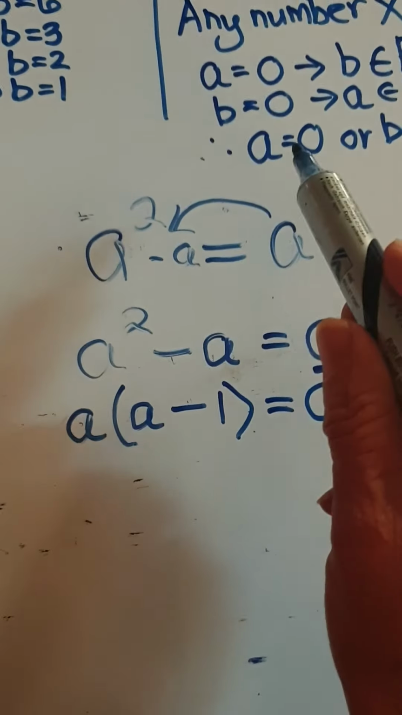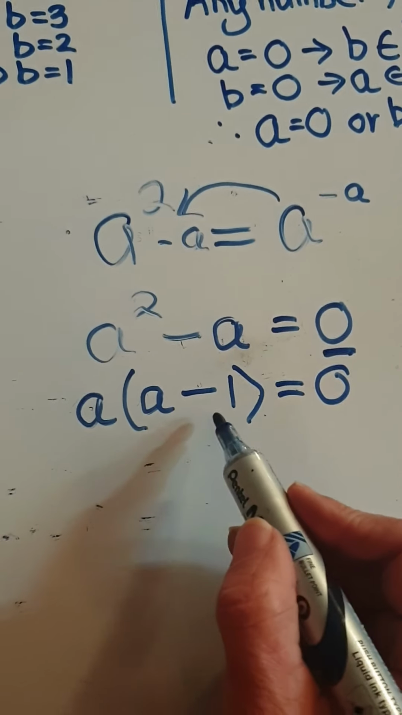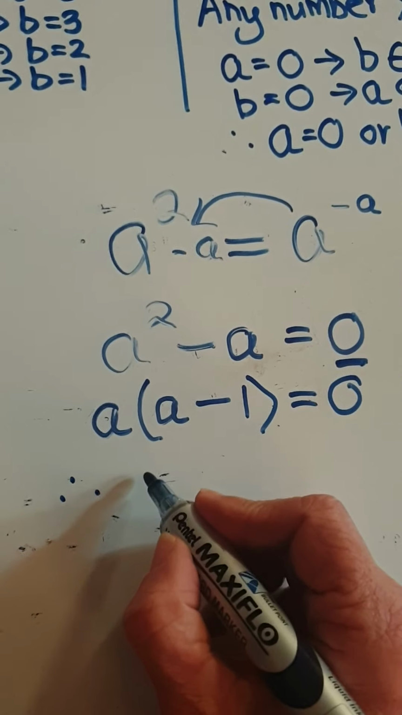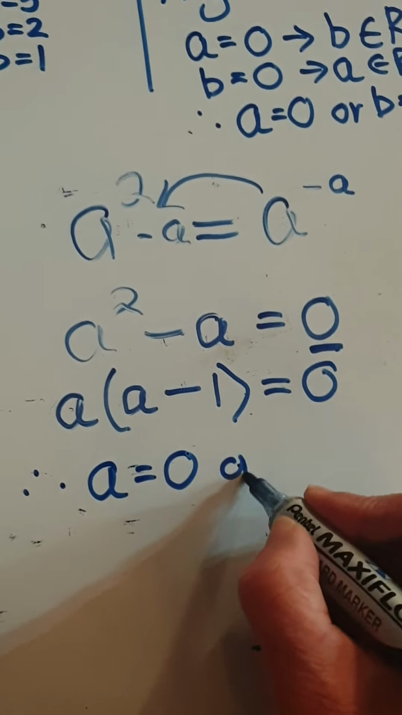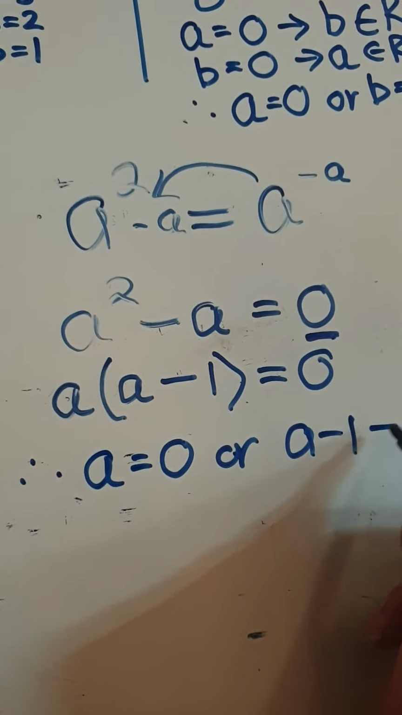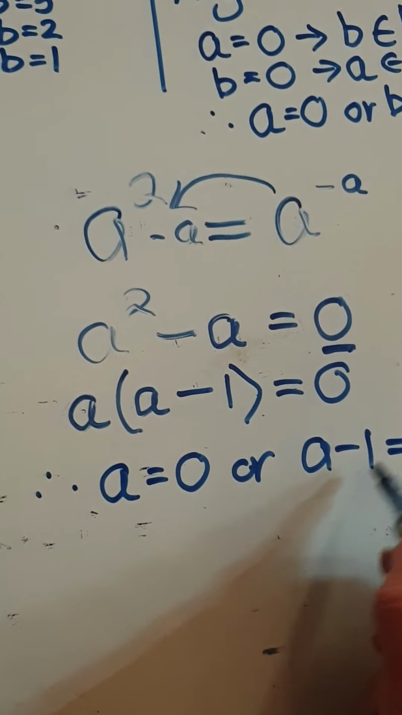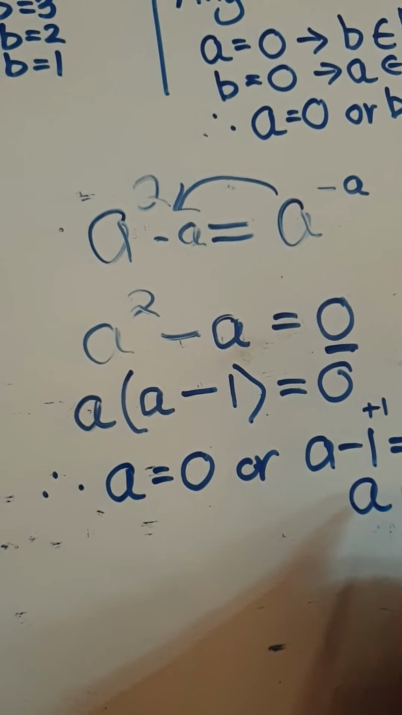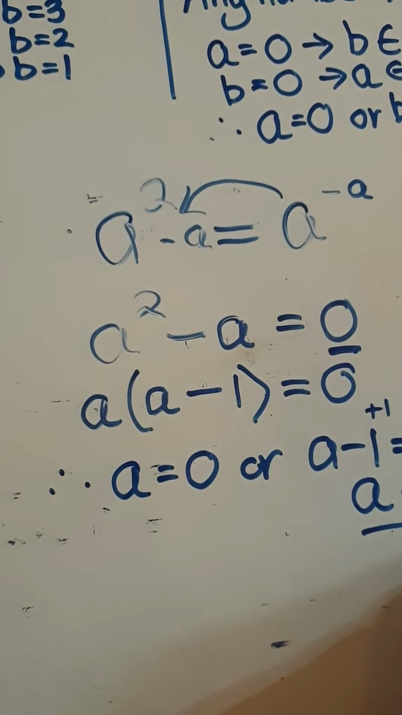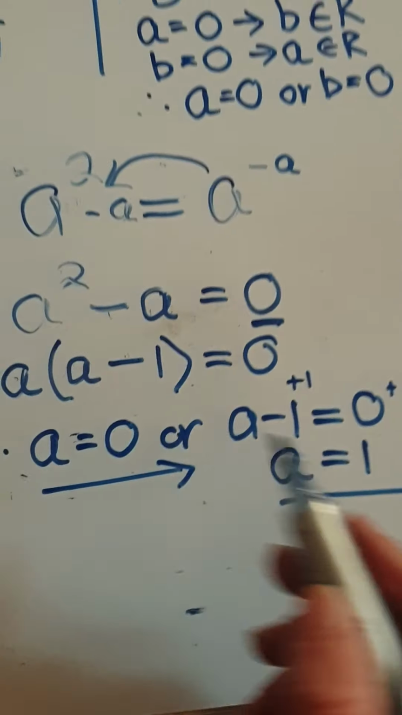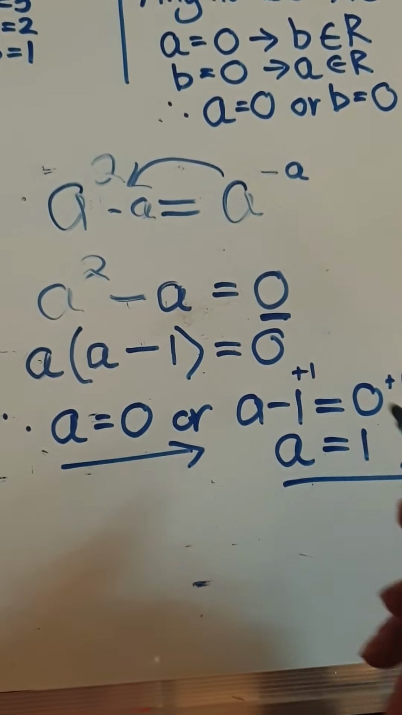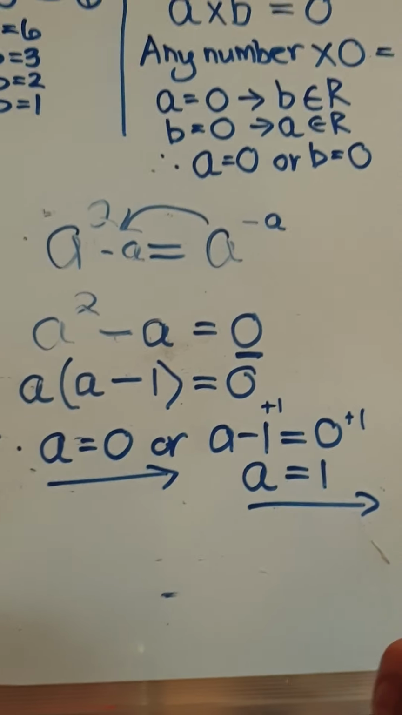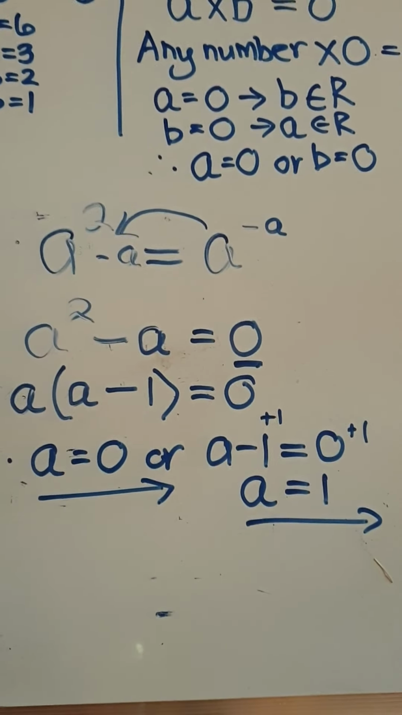So, I go back to my original reasoning. If one of these two factors is 0, my equation is solved. Therefore, I can say a must be 0, or the bracket a minus 1 must be 0. So what must that be? I add 1 on both sides to get a alone, and I get a must be equal to 1. Equation solved. Either 0 or a equal to 1 will make this true. Right, I hope you understand that and you are ready to try the exercise in worksheet 3.